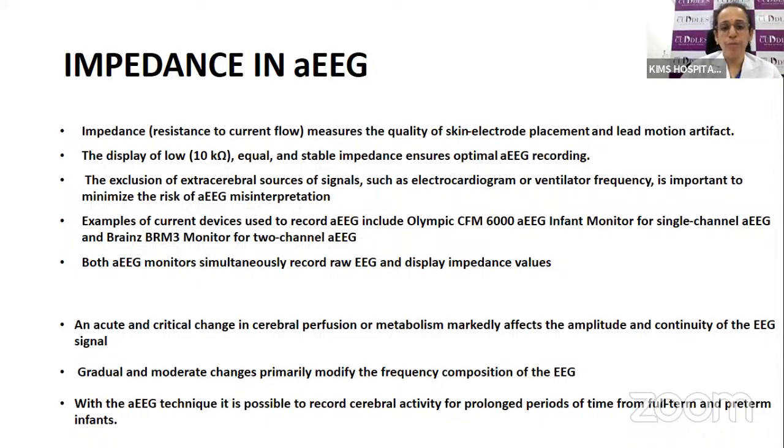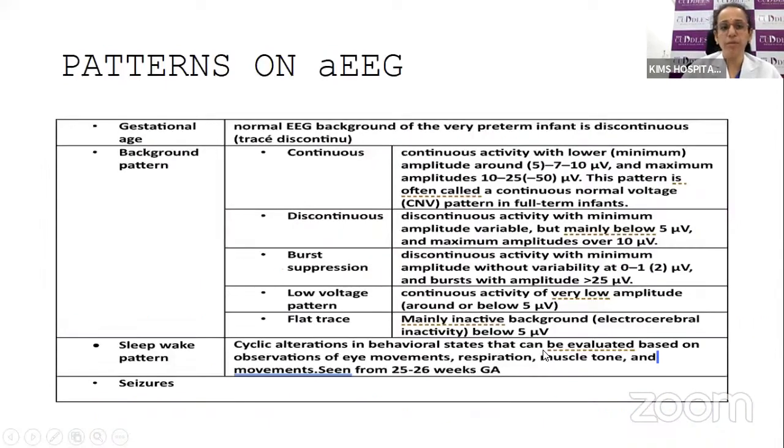These are the different types of machines: the Olympic CFM 6000 and the Brains BRM monitor, which are currently used for recording the EEGs. Both of them display the impedance values on the screen. If there is an acute and critical change in the cerebral perfusion or metabolism, it will affect the amplitude and continuity of the EEG signal. Gradual and moderate changes modify the frequency composition of the EEG. This is a very important point which we all need to remember. With the EEG technique, it is possible to record the cerebral activity for prolonged periods of time in both full-term and preterm infants.